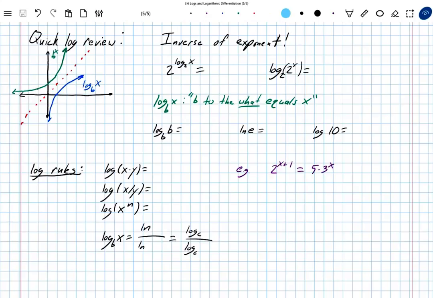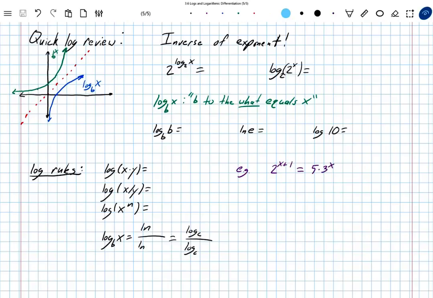So if I flip all my x's and y's, then my domain, all real numbers here, should become my range. I get to all real numbers, and my range, just the positives, becomes my domain. So all my logs are only defined for positive numbers. They have a vertical asymptote here, where b to the x has a horizontal asymptote. This grows really fast, this grows really slow. This goes through 0, 1, this goes through 1, 0. And log base b is asking us, b to the what is x? So b to the what is 1? Well, b to the 0 is 1.